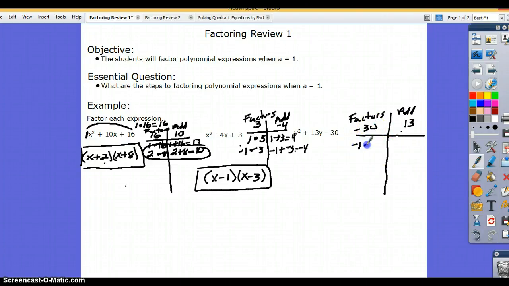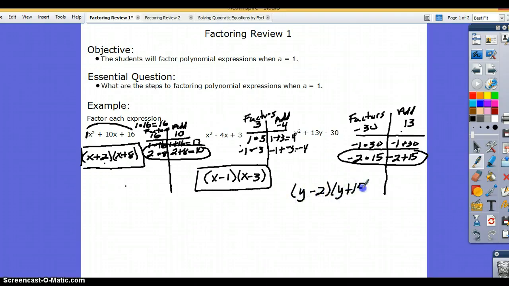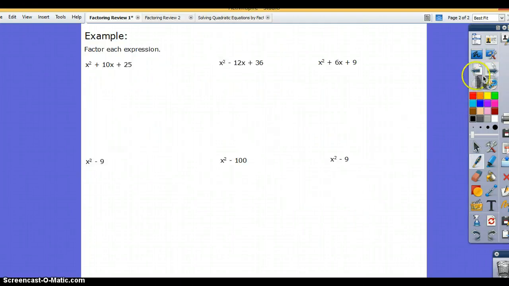So I'm going to start with negative 1 and 30 so I don't miss any. Well, negative 1 plus 30 is not 13. So negative 2 and 15. Negative 2 plus 15 is 13. There is my pair. So y minus 2, y plus 15. Now, all can be done this way. Every single one. But there are some special ones that, if you understand how to factor them, become that much easier. We're going to discuss some of those.